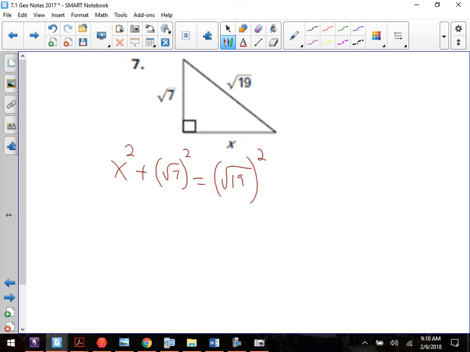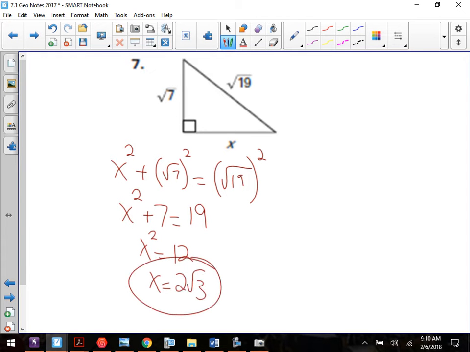You had just come in right as we finished talking about square root of jump squared. What that means is square root of 7 times the square root of 7. Well, anytime you square jump, you get jump. So the square root of 7 times the square root of 7 is just 7. Okay? The square root of 19 squared would then equal 19. Subtract the 7 over, you get x squared equals 12. When you take the square root of that, then you get 2 root 3, and that is your exact answer.